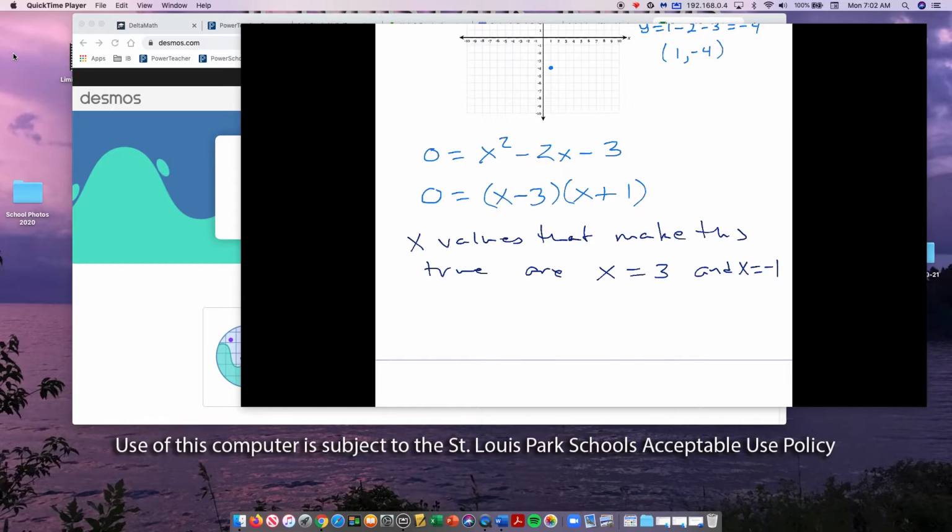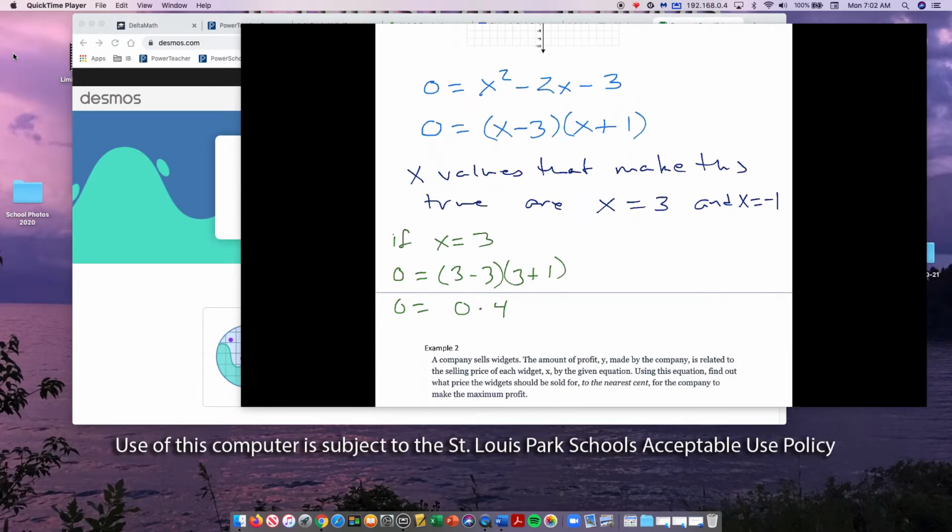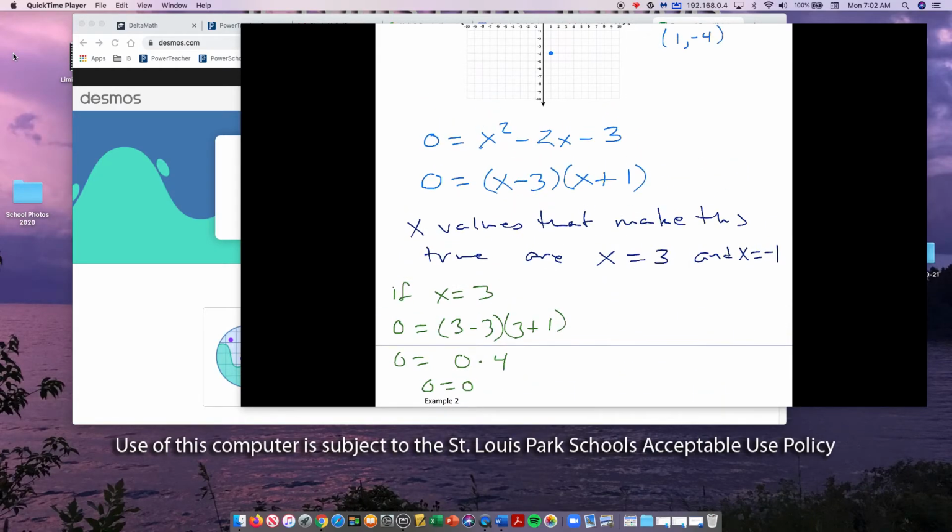Okay, because you think about it, if x equals 3, you'd have 0 is equal to 3 minus 3 times 3 plus 1. So 0 is equal to 0 times 4, which is 0 is equal to 0. You didn't have to do that, but that just shows you that that's one of those roots. So the two roots are 3 and negative 1.